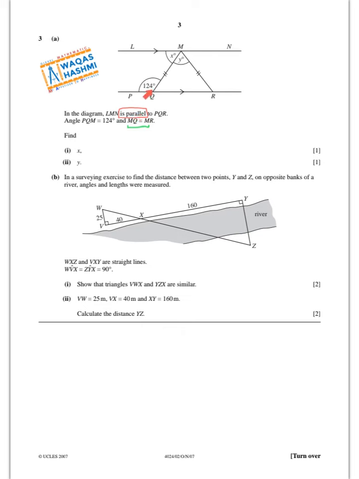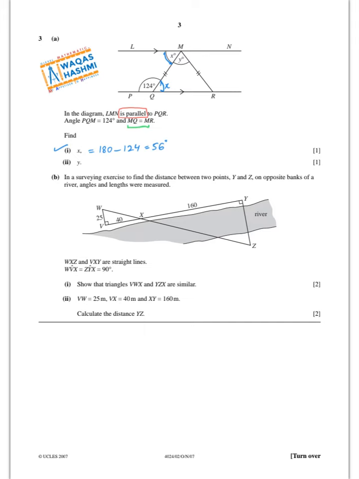Since the lines are parallel, we can say that if this angle is x, the alternate angle will be this angle and that will be x as well. So you can find out the value of x very simply. It's 180 minus 124. When you simplify, you will get it easily, that is equal to 56 degrees. That is your first part answer.